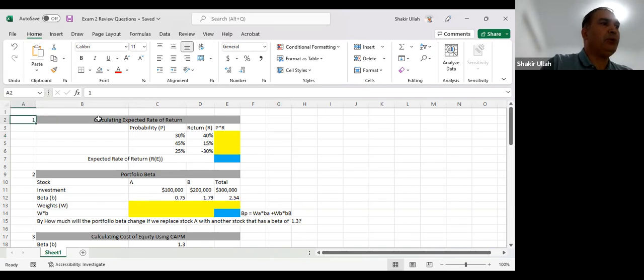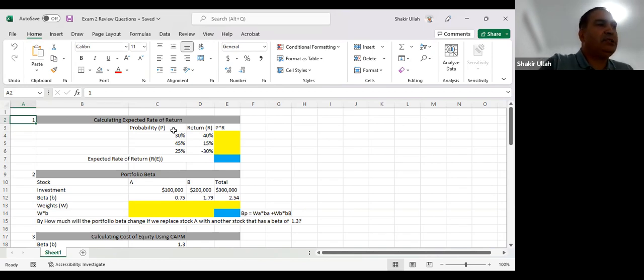Question 1 or problem 1, calculating expected rate of return. You'll be given problems where the problem states that there are different probabilities of the economic situations that a company can face. The economy can be good, bad, or just normal, and what will be the probabilities in those cases, and what will be the return in that particular economic situation.